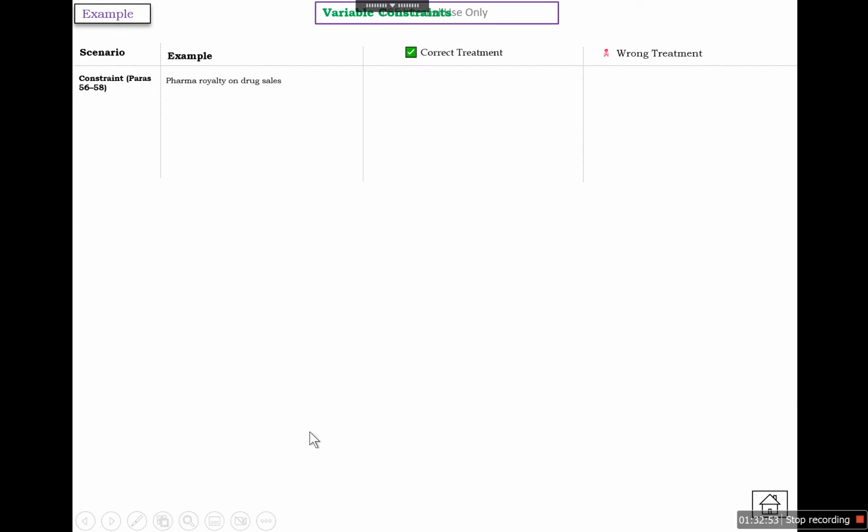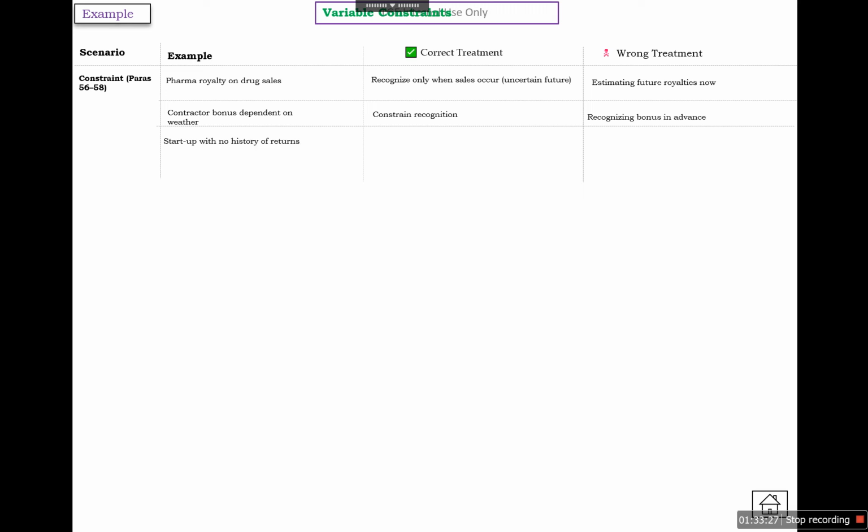Let's take some examples. For example, there is a royalty on pharma drug sales. The sale cannot be recognized in advance, as it depends on the customer how much sale will be there. So we need to recognize the royalty when the actual sale happens, not based on the estimated future sale. If a contractor's bonus depends on the weather, this is a constraint on recognition. So we should not recognize the bonus in advance.